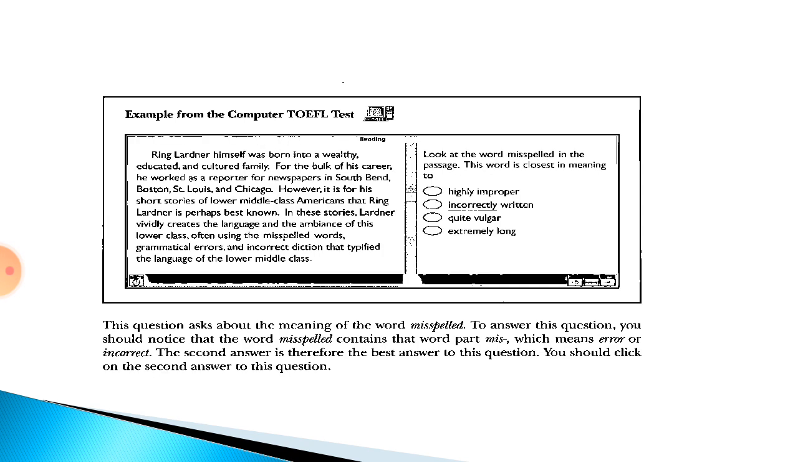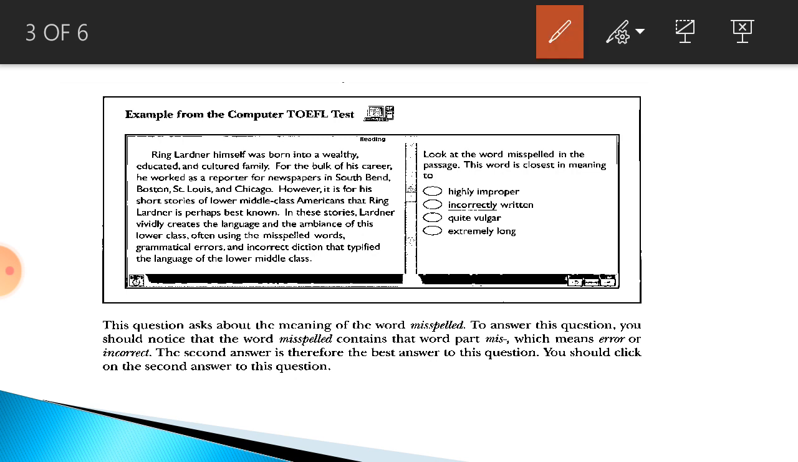Another example here asks about the word "misspelled" in the passage. If you notice the word "misspelled" here, it is almost at the end of paragraph 1. The word "misspelled" also has the part "mis," which means error, mistake, or incorrect. Therefore, the best answer for the question here is "incorrectly written."